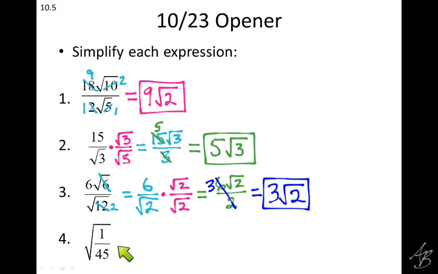This one's a little bit different. We're going to rewrite the problem to start with. So instead of having one big square root where the 1 and the 45 are inside the same square root, what can we do? Yeah, we're going to give each of those numbers their own square root. So this is the same thing as the square root of 1 over the square root of 45.